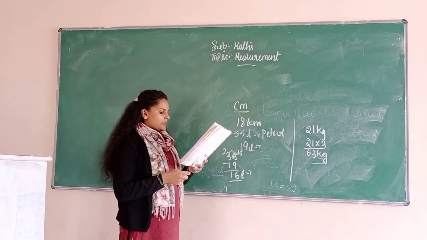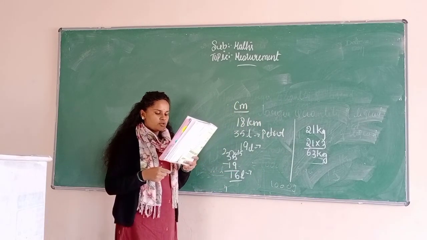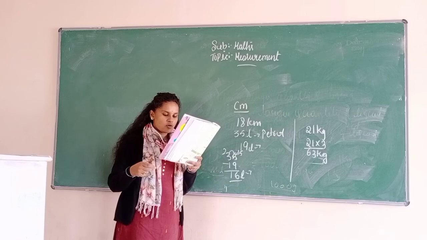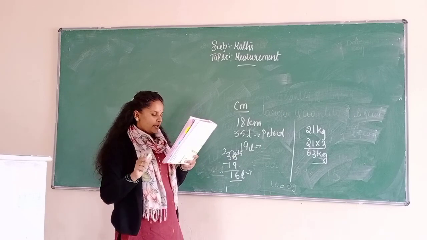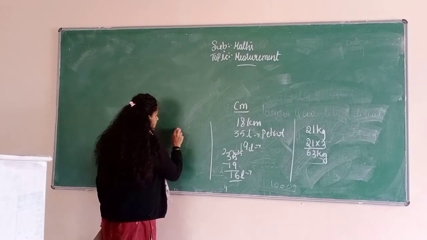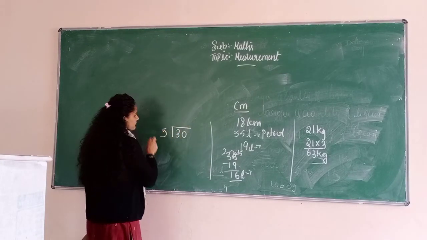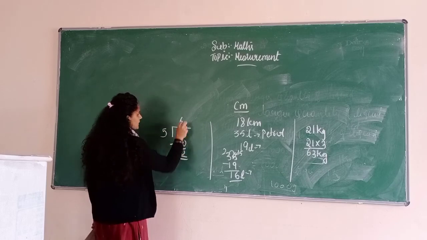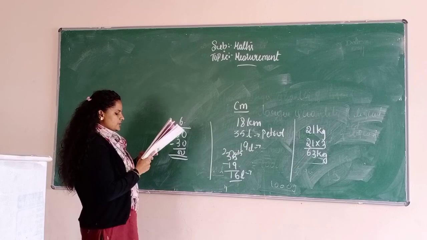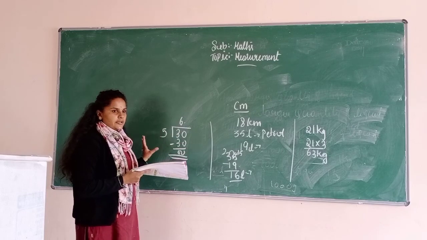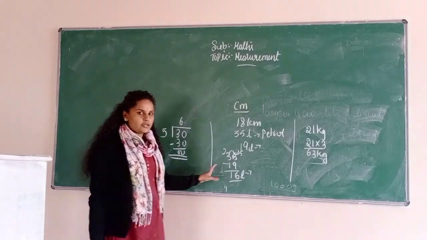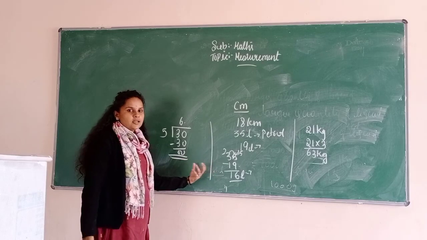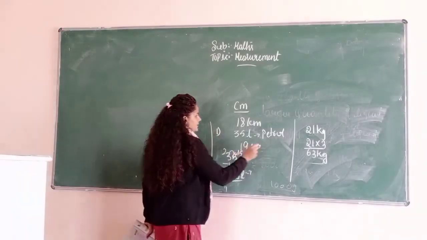Then the sixth one: 30 kg of sweets were bought for distribution on Children's Day. If these were equally distributed in 5 classes, how many kgs did each class get? We have to divide 30 by 5. 5 sixes are 30. So 6 kgs of sweets each class will get. You have to write it in your notebook. This is the first question's answer, this is second, and then this is third, the word problem answers.